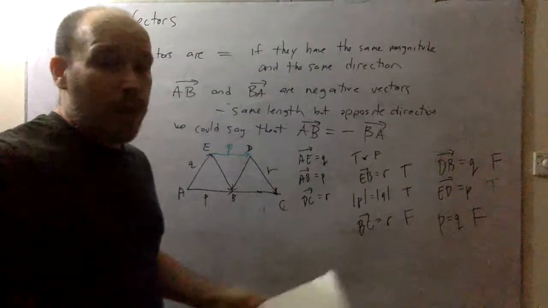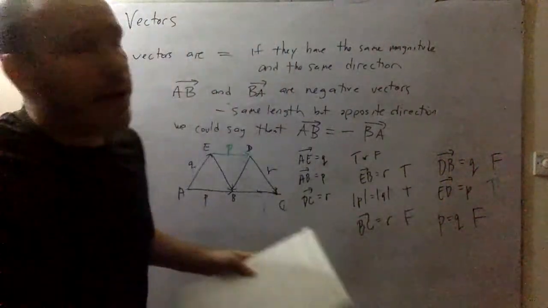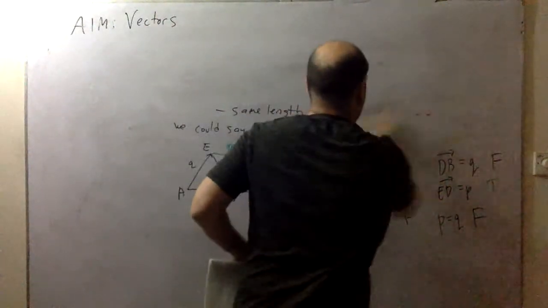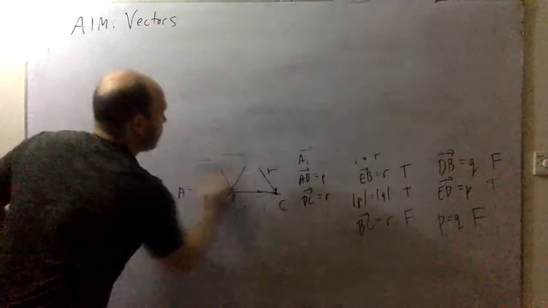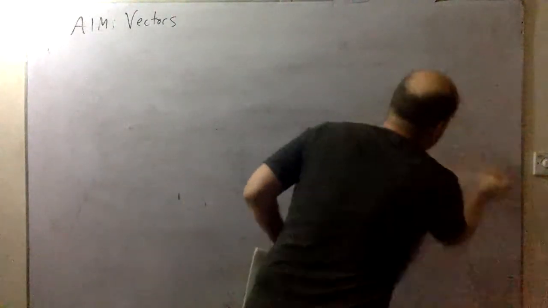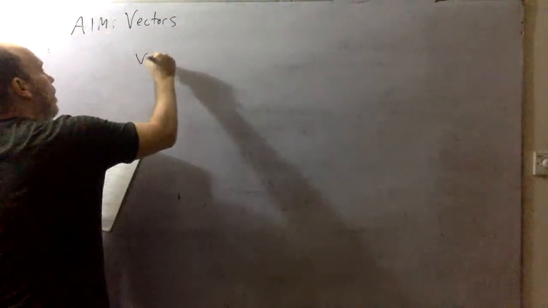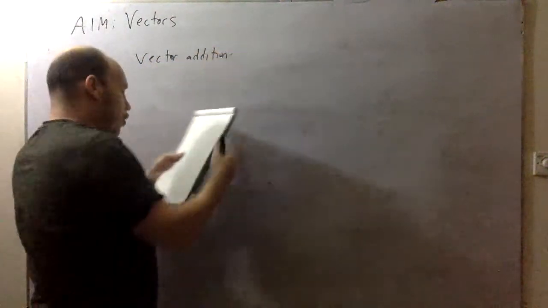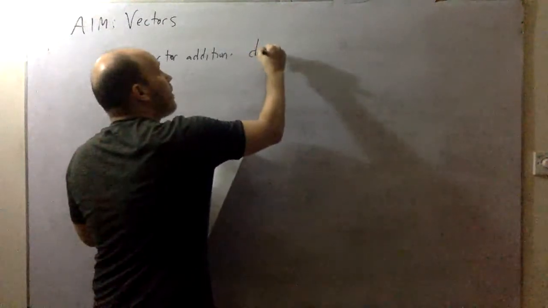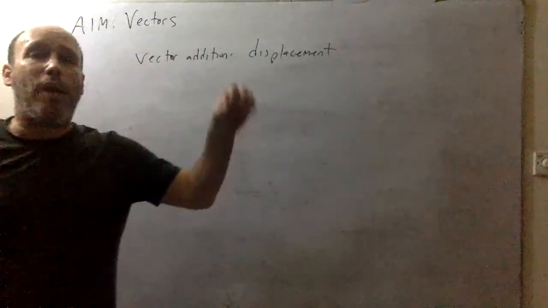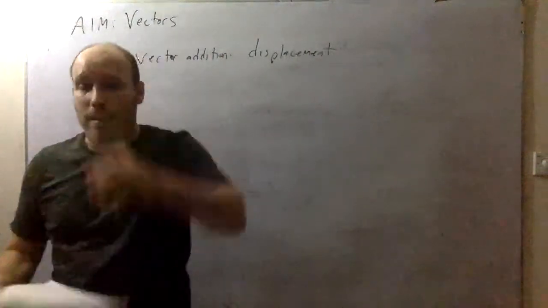Nice. Vector addition. So we now know that things are equal. Now, how do we combine these vectors? Let's keep going. Vector addition. Vectors are all about the journeys. It's all about displacement. It's how do we get from the beginning to the end.